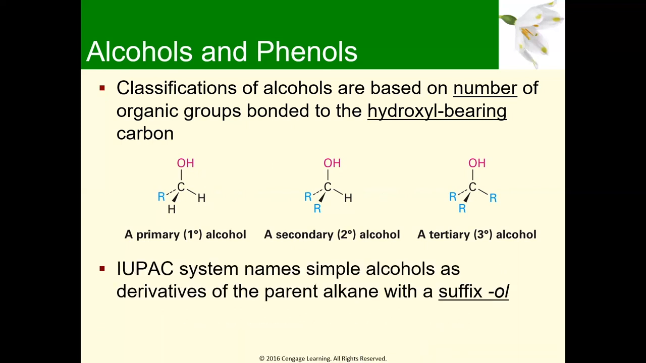Okay, so let's talk a little bit about naming. Now, this is my favorite topic, but the big thing here is that you take the name of the alkane and then you remove the E at the end and you put an OL and you say ol. So ethane becomes ethanol. Methane becomes methanol. So you just change the suffix to an OL.